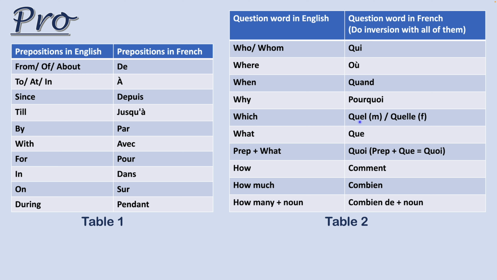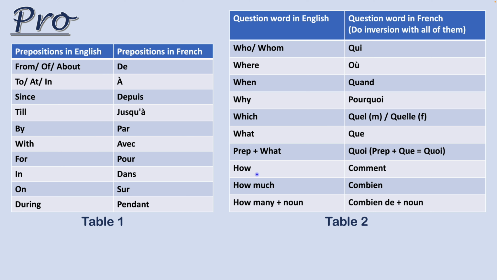Which? Quel. Quel is for the masculine, and quelle is for the feminine. What is que. Now, if there is a preposition before what, then this what will not be que, it will become quoi. So preposition plus que becomes quoi. I hope this difference between quoi and que is clear. If you simply say what is this, this what is que. But if you say by what, meaning by what have you come here, a preposition is there with what, so in this by what, this what is quoi, not que. This is a big difference, you need to know this.